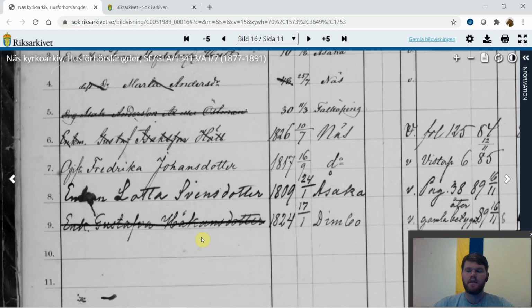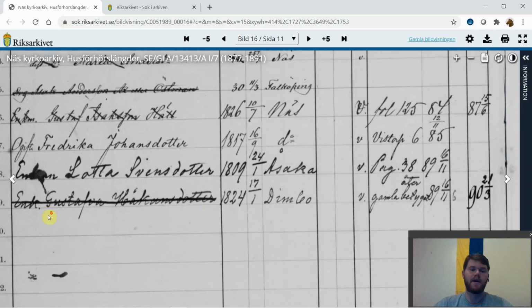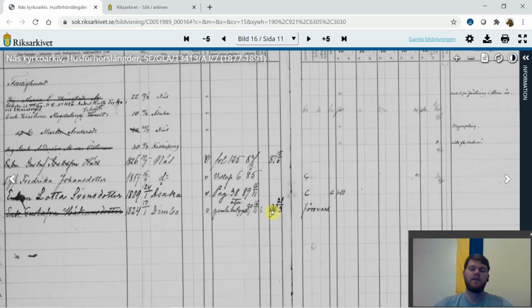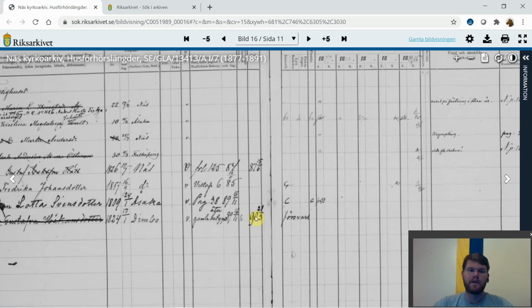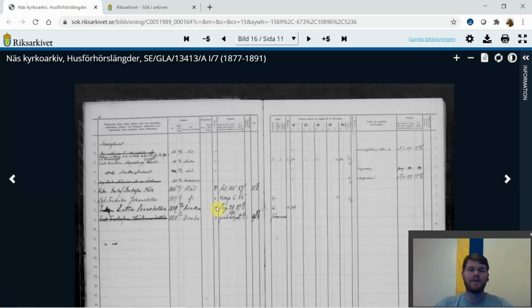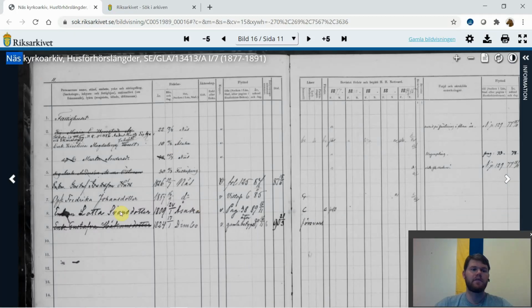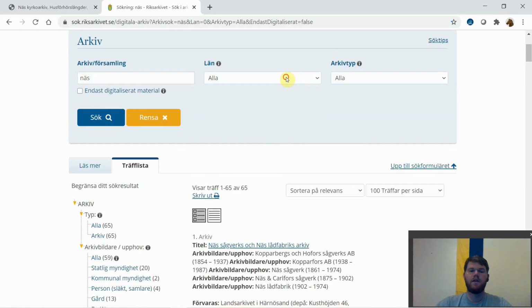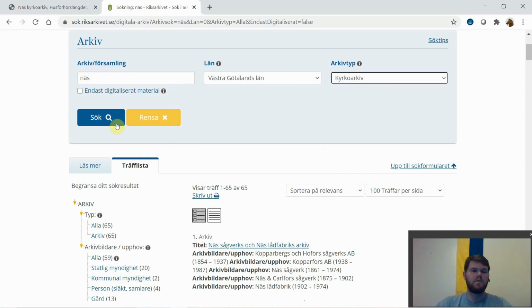So first thing we do is figure out what we know. So we have our individual right here, and we know that they died on this date right here. And so then we're going to figure out which book to look at next. And this is the parish we're dealing with up here, NAS. And so we go to our website right here, and we search for that parish, and make sure we put in all the search terms that we want.